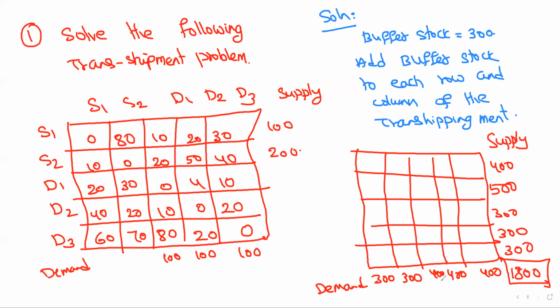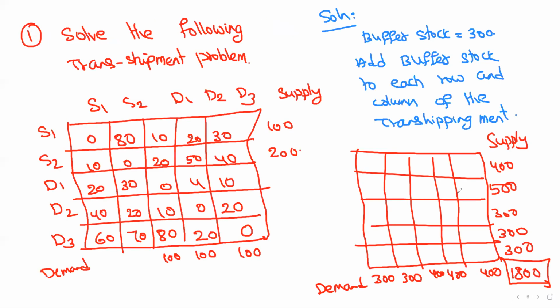Here also you get 600, 10, 14, 800, we got the same. Now we find the initial basic feasible solution by VAM. You know how to do it. Vogel's approximation method. Just give the penalties.